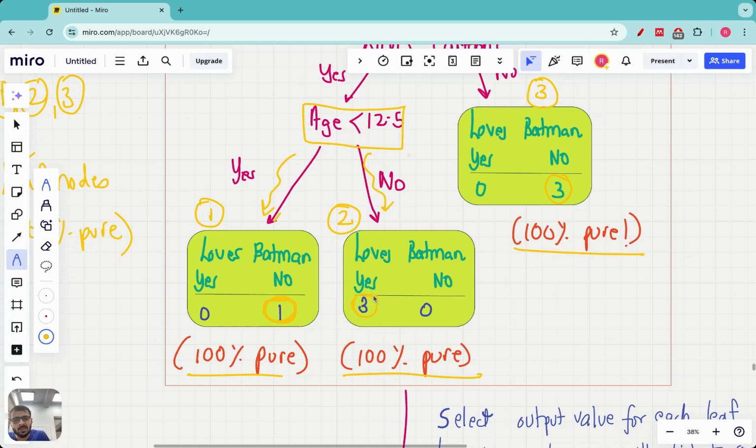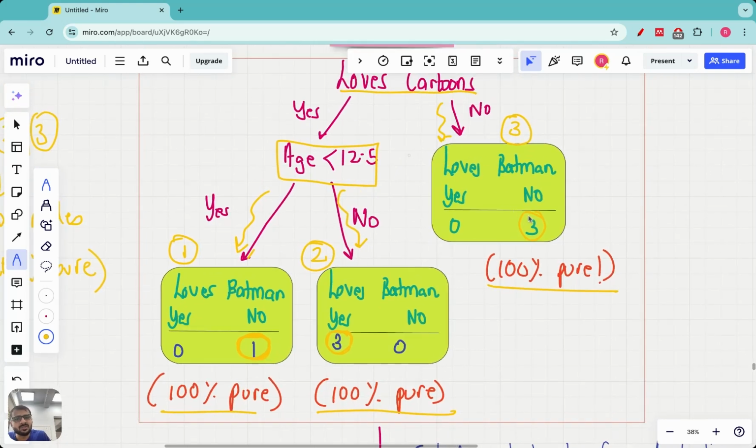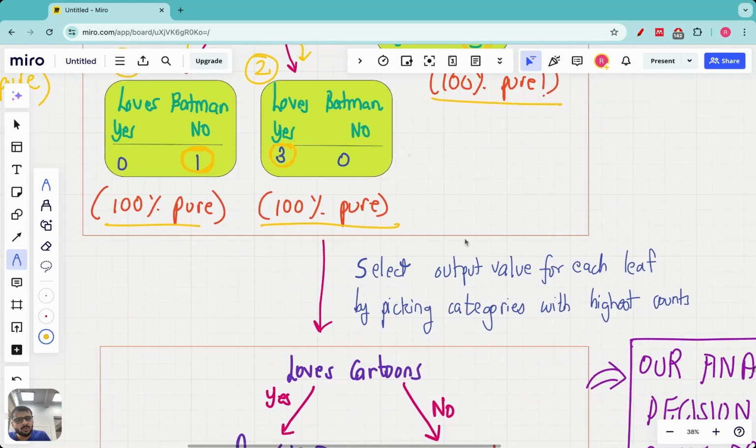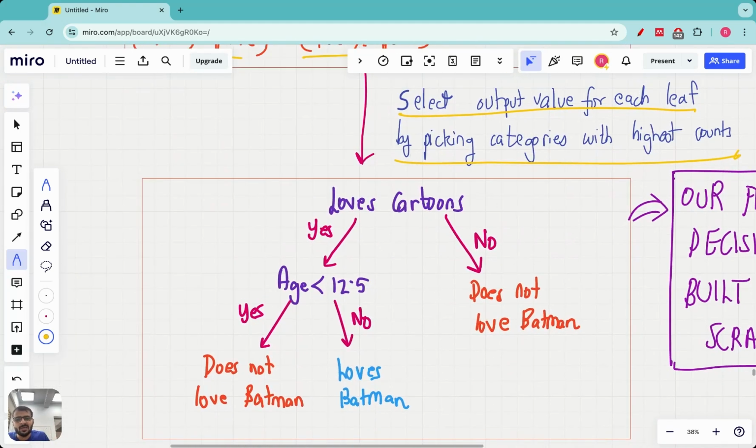In this branch, the output value will be that they do love Batman because three people have answered yes and no at zero. And in this branch, the answer will be that no, they don't love Batman. So the next step is to select the output value for each leaf by picking categories with the highest counts, as I demonstrated to you. So the final decision tree which you have constructed looks like this.